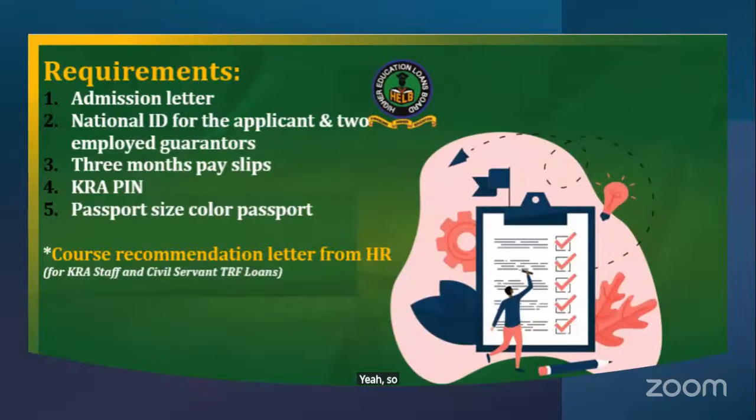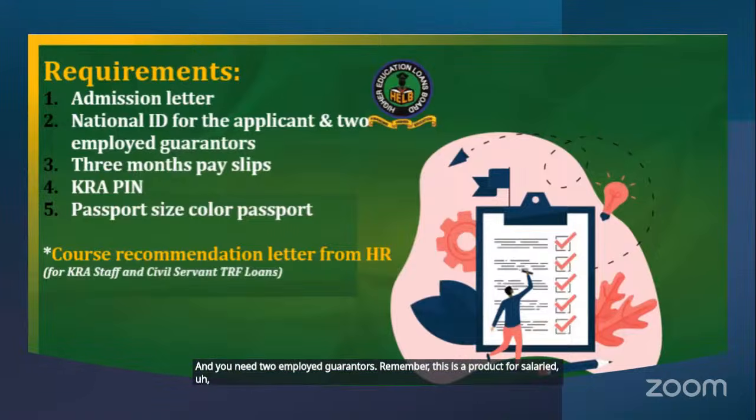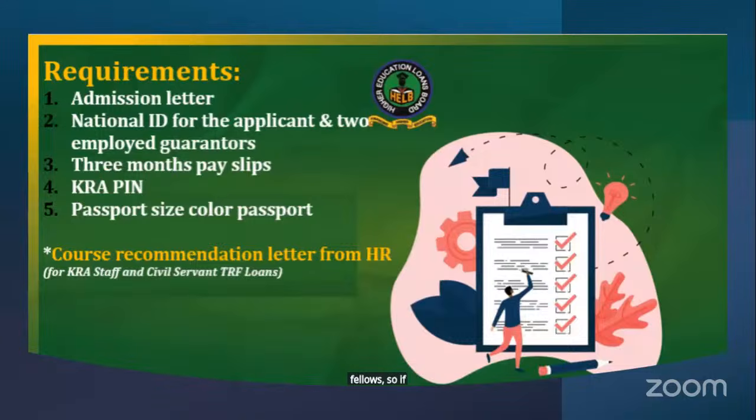So what are the requirements? What do you need? You need an admission letter, you need a national ID, and you need 2 employed guarantors. Remember, this is a product for salaried fellows. So if you're a salaried fellow, then you need to have 2 employed guarantors. Then, as I had mentioned earlier, you would need 3 months of pay slips. We would need your KRA PIN, a passport size photo, a colored one of yourself, not your Bugatti.